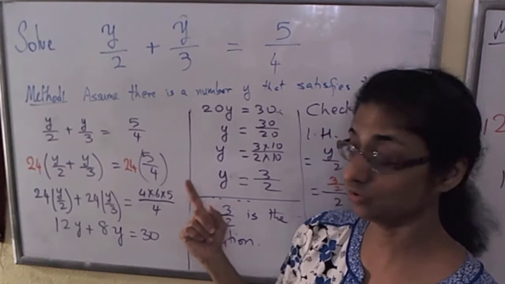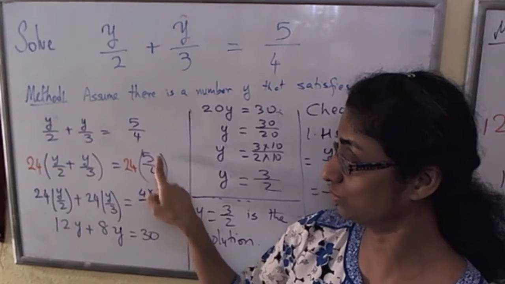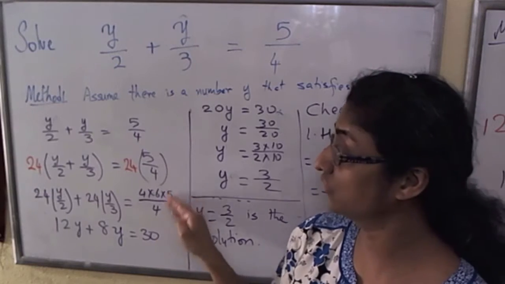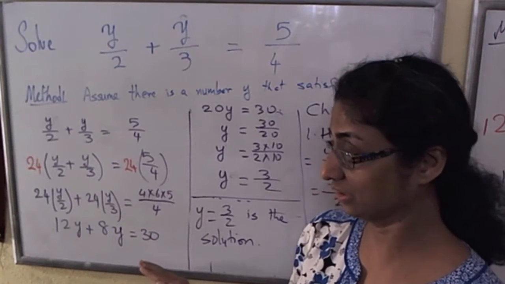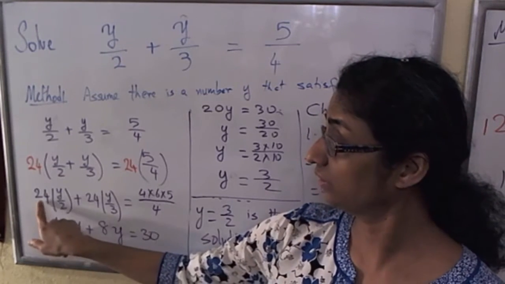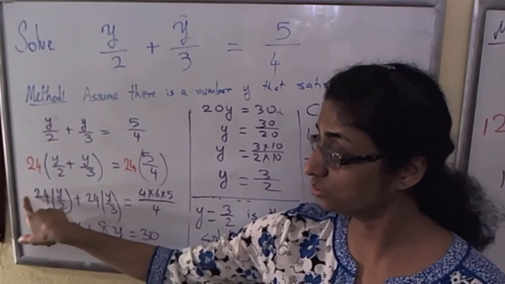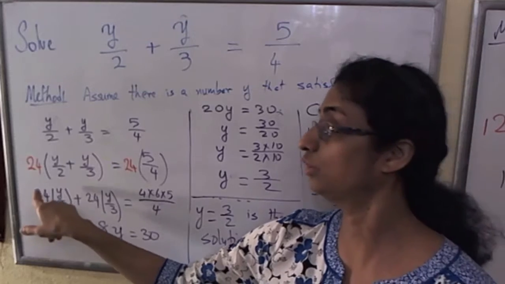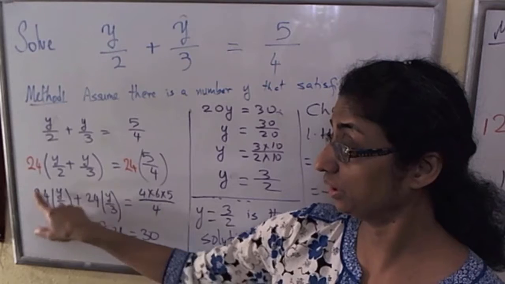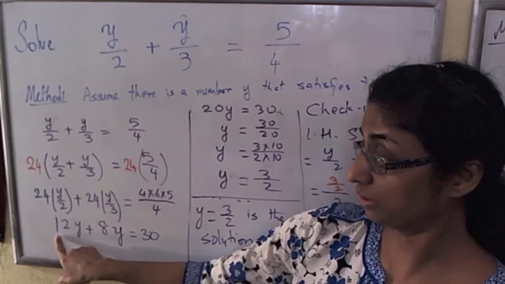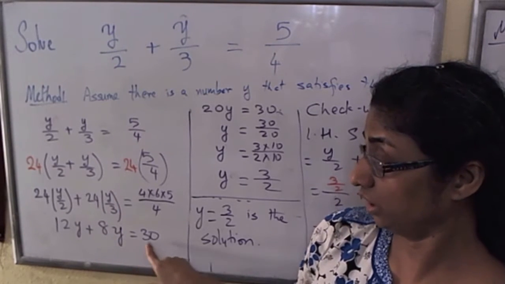And some of you may be ready to just do this in your head. 4 goes into 24 6 times, and that 6 times 5 is 30. You can also do that. I've just written out more steps just so that you understand everything that's going on. And here 2 goes into 24 12 times. If you prefer, you can rewrite 24 as 2 times 12, and then using the cancellation law of fractions, you can cancel the 2's. You're welcome to do that. But if you can do it in your head, then you're good to go. You can write 12y, and here 24 times y/3 is 8y, equals 30.